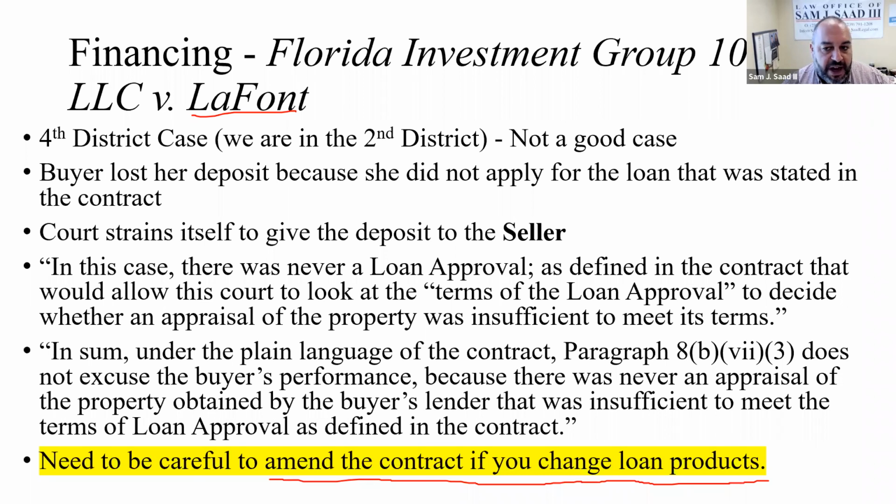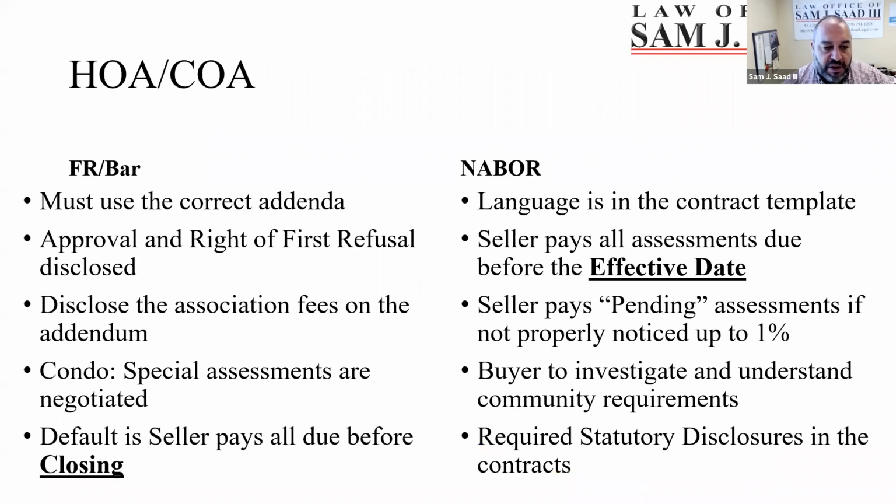Okay, seeing no questions about financing, I'm going to move on to the differences, the way they treat homeowner associations and condominium associations. So under the FAR-BAR contract, when you're dealing with a home in an HOA or a condo, you have to pick the correct addenda. The transfer issues, the closing issues related to HOAs and condominiums are not in the standard or as is FAR-BAR contracts. Must use the correct addenda.